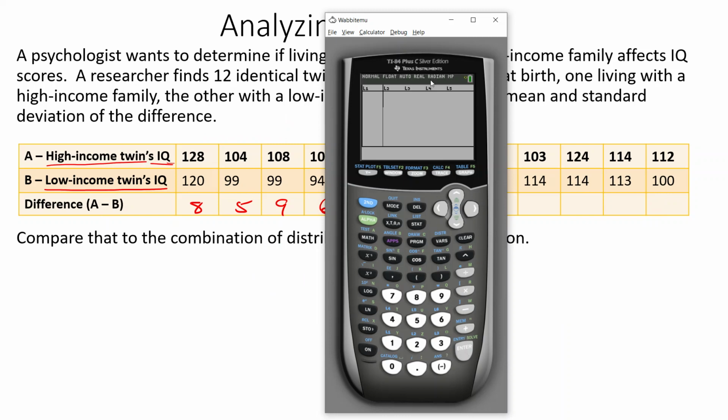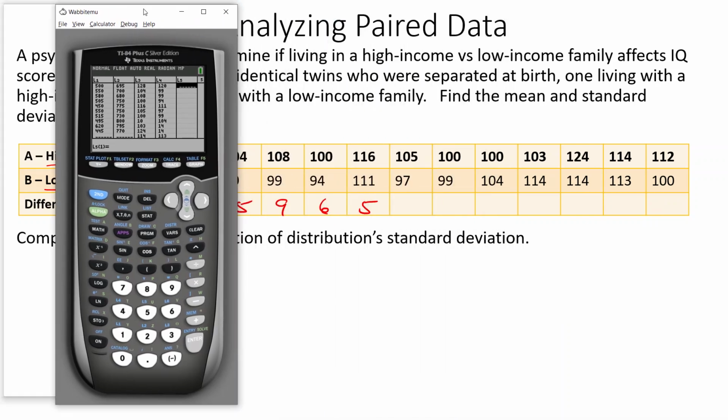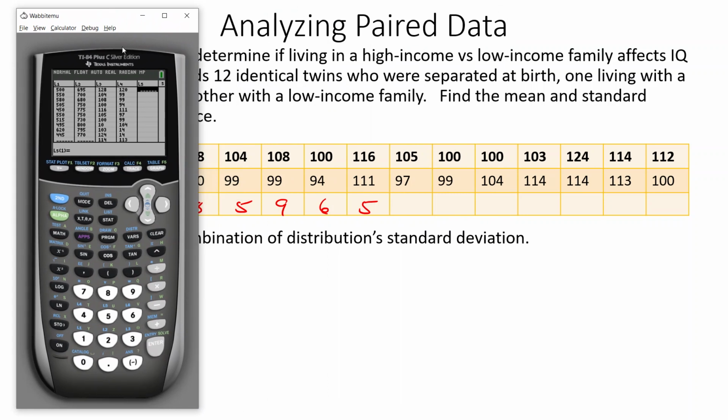So if we go to our calculator, and I've already got the data put into my calculator here for L3 and L4. So the top one here is L3. The bottom row here is L4. So if we want to find the difference real quick, we just make this next list L3 minus L4. Enter. And there, it did all the subtractions for me.